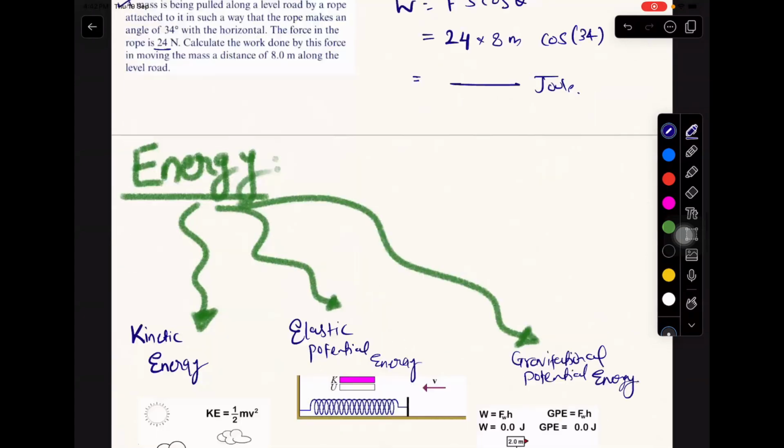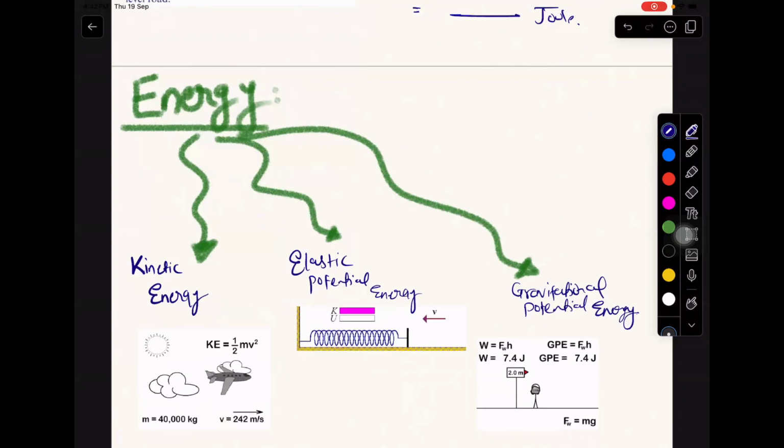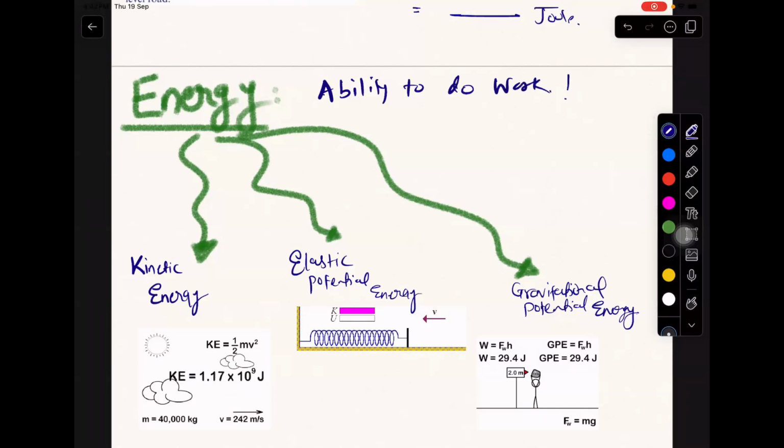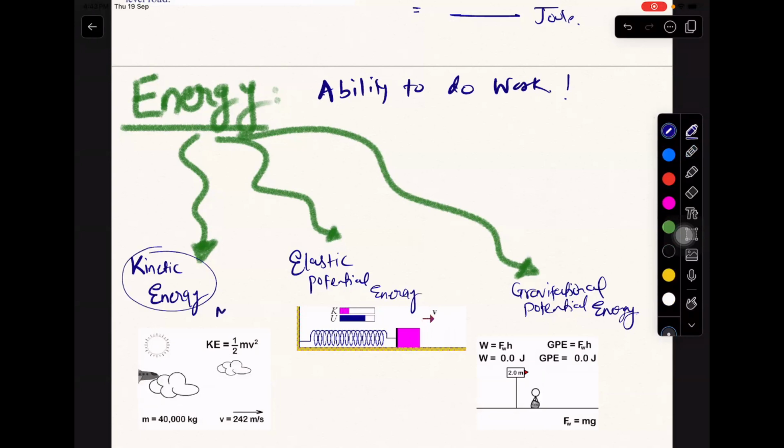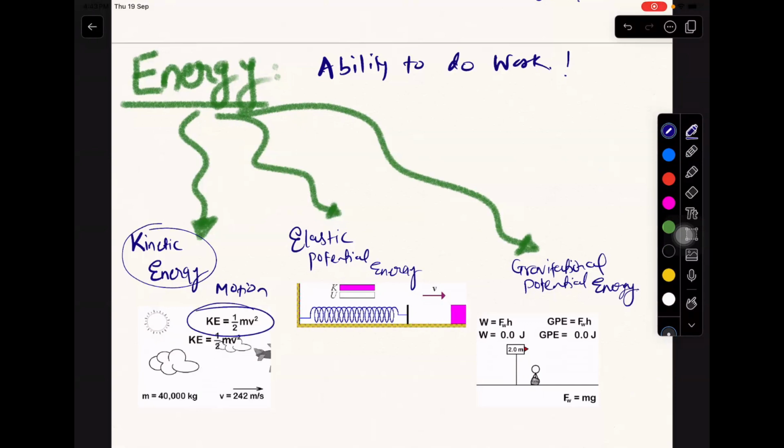Moving on to the next segment, which is energy. Energy is the ability to do work. There are three forms of energy which we should be familiar with. The kinetic energy is the energy due to the motion of an object, and the way we calculate it is half mv squared.